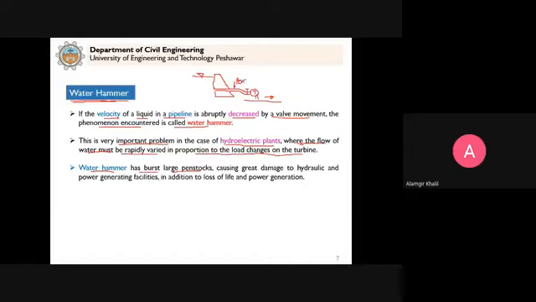We will study turbines in detail. This is known as penstock. Originally penstock was the name of a valve, but later on this whole pipe was then called penstock.